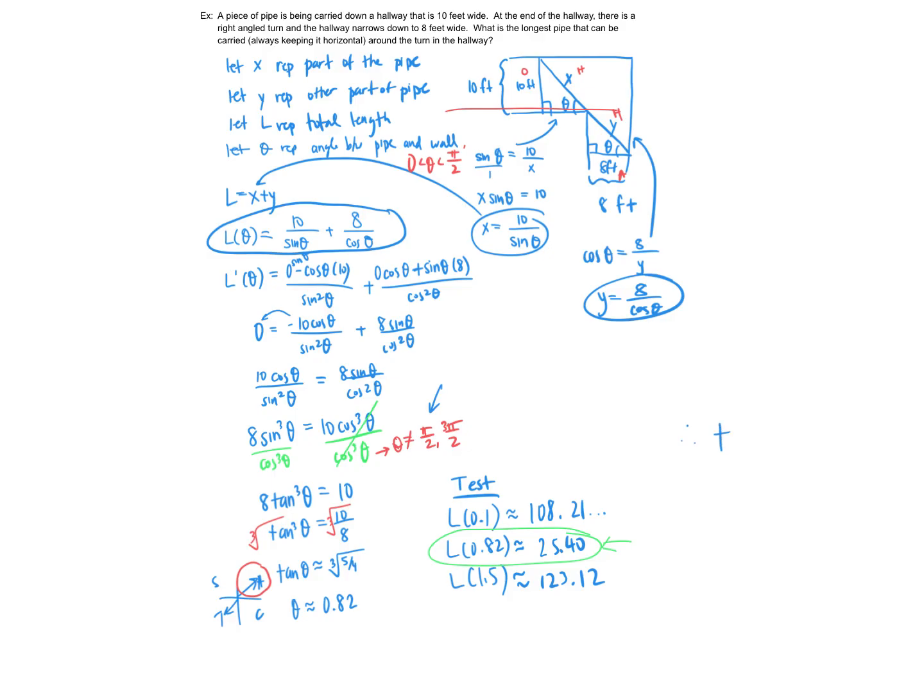So therefore, the max length of the pipe that can fit through that corner is 25.40 feet. And there we have it. So this is just one style of question where our diagram creates right triangles. We're able to use SOHCAHTOA and then go from there with a quotient rule and then a little bit of trig solving at the end.